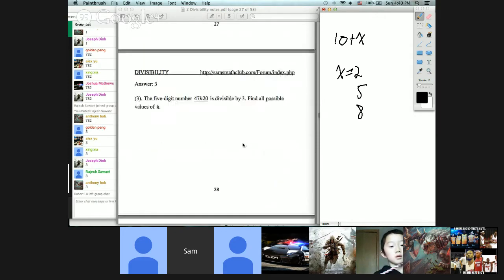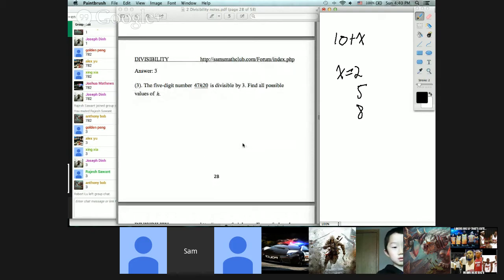Okay, let's try another example. The 5-digit number 47H20 is divisible by 3. Find all the possible values of H.